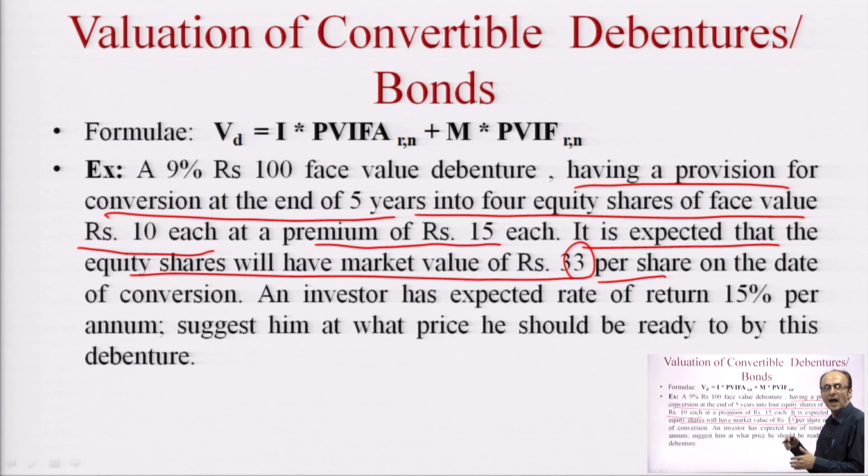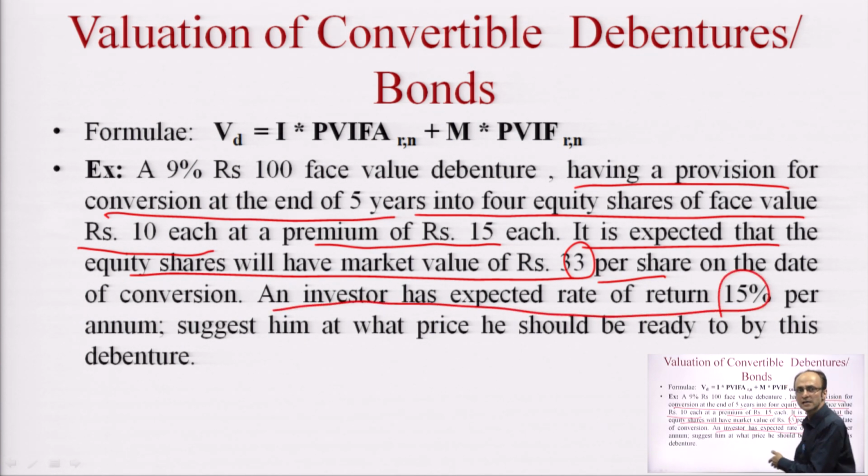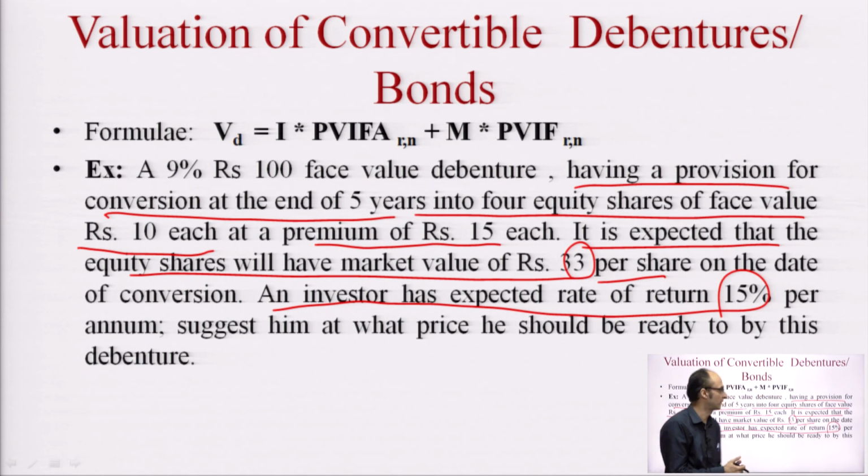This means at the completion of the 5th year, the bondholder can expect that the market rate per equity share will be 33 rupees at the date of conversion. An investor expects a rate of return of 15%. R is 15% here, the discount rate is 15% here. Suggest to him at what price he should be ready to buy this debenture.